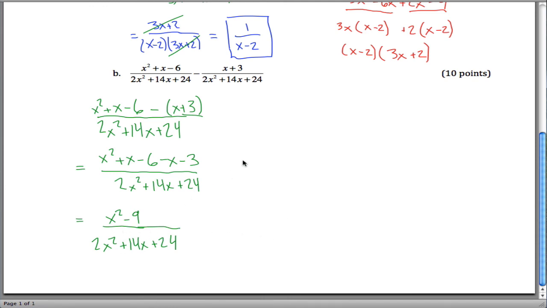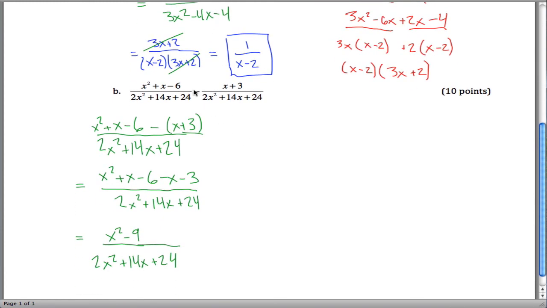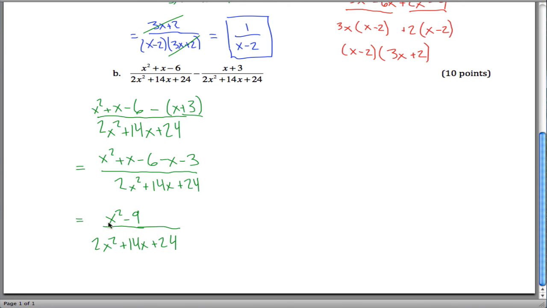So this answer is very similar to this answer. We've subtracted these two rational expressions, which is good. But I believe this thing's going to end up simplifying. And the way we'll see that it simplifies is we'll factor out the top and we'll factor out the bottom. On the top, good news, we have a difference of squares. X squared is a perfect square. 9 is a perfect square. And we have a difference of those two perfect squares, so it factors to x plus 3 times x minus 3.